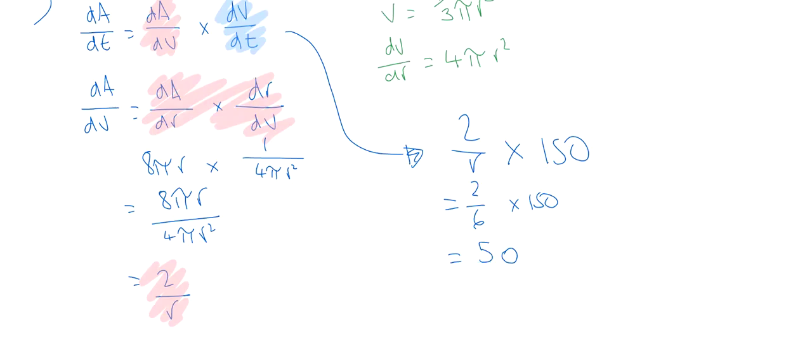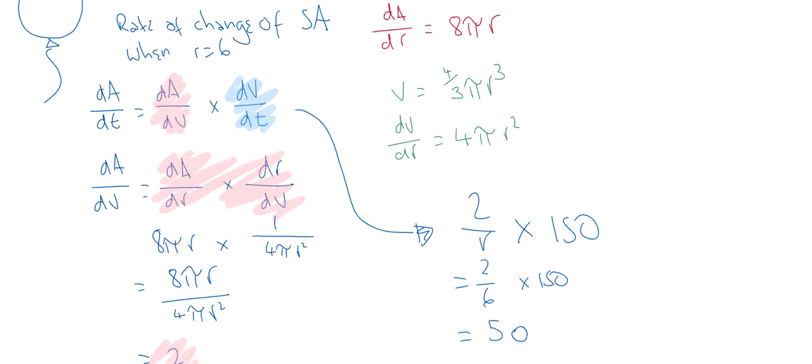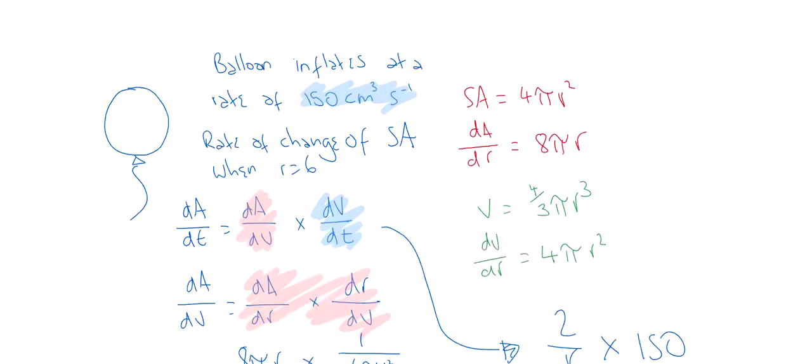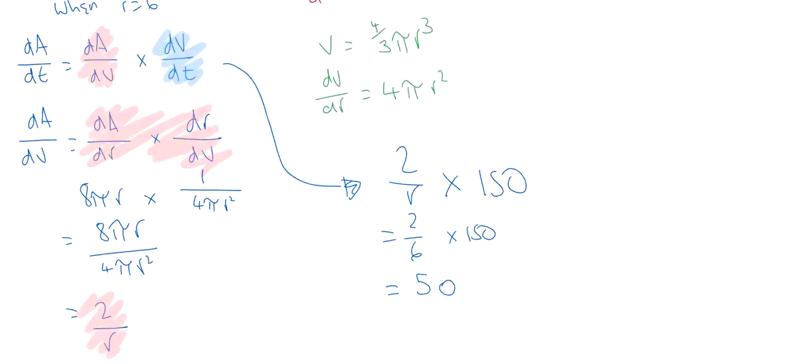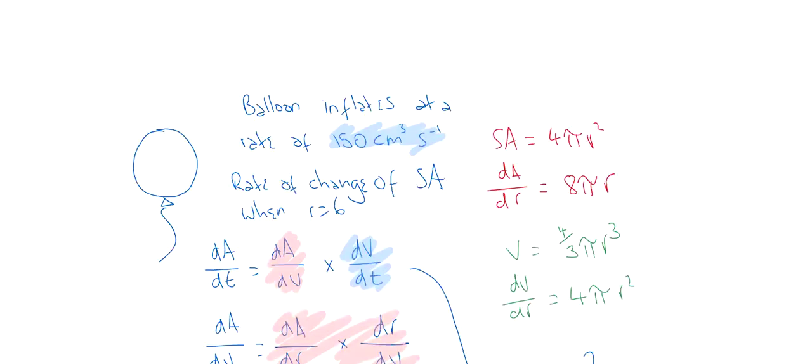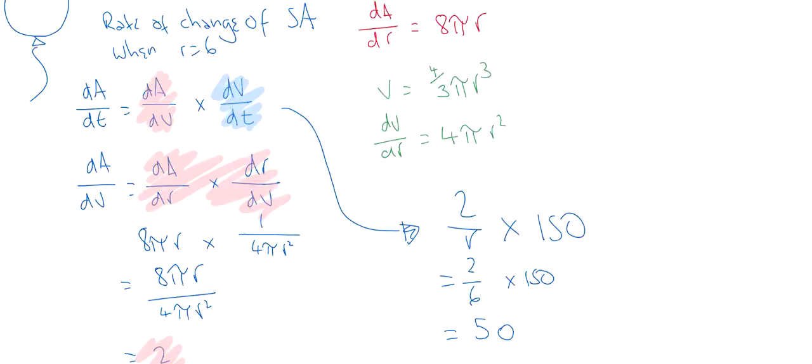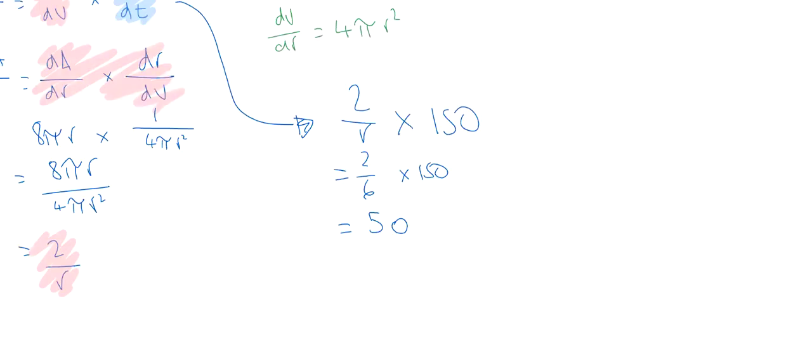So what units of measurement were we in before? Cubed per second. Okay, so what am I finding out here? The rate of what? Okay, the surface area over time. Squared. So this is going to be centimeters squared per second.